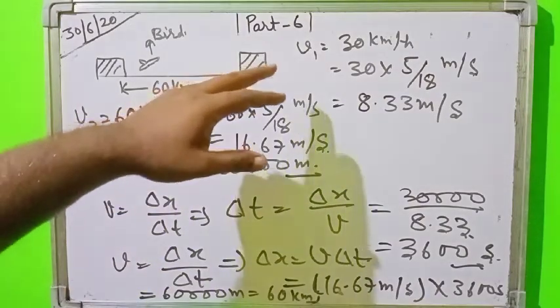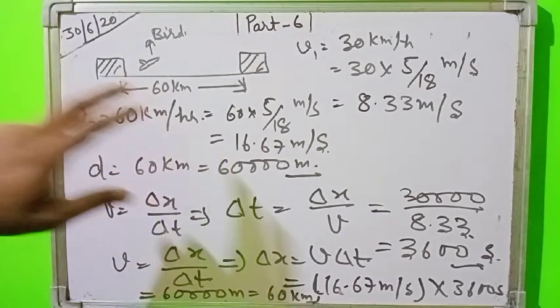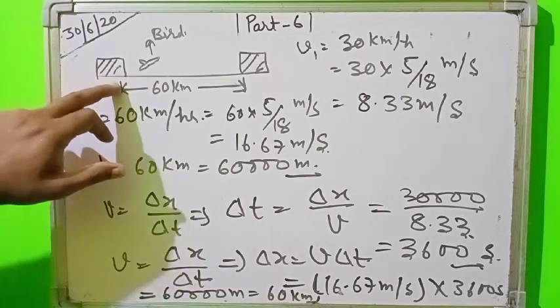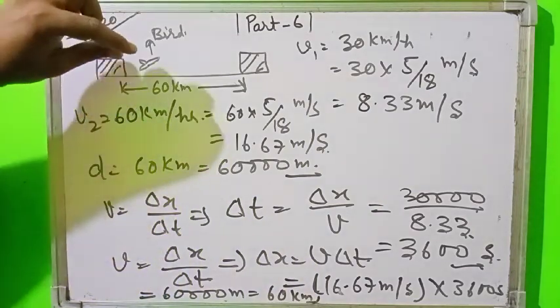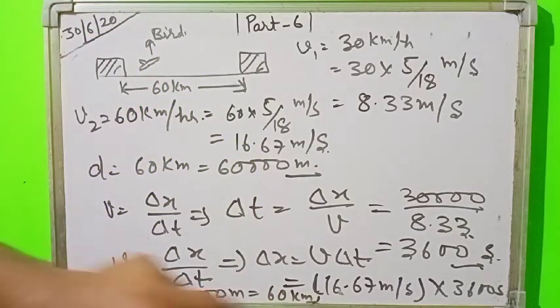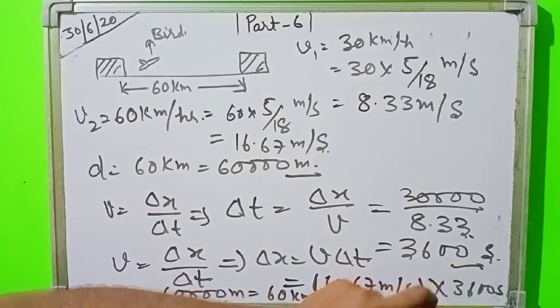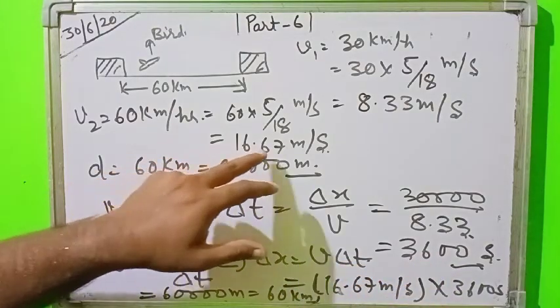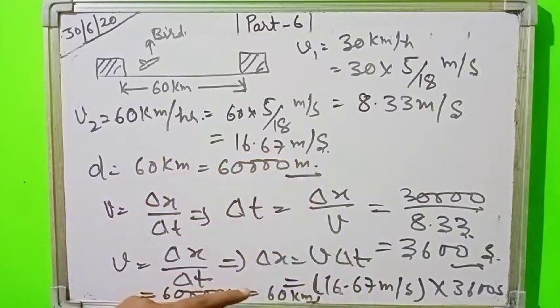First of all, we calculated the velocity in meter per second, then we calculated the time for the collision of the two trains, which we found to be 3600 seconds. In 3600 seconds with the velocity 16.67 meter per second, the bird will travel a distance delta x equal to 60 kilometer. So this is the numerical section.